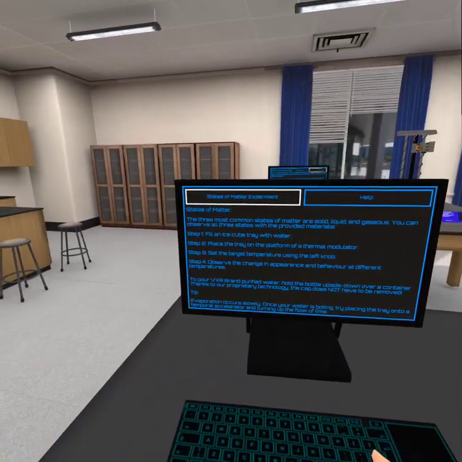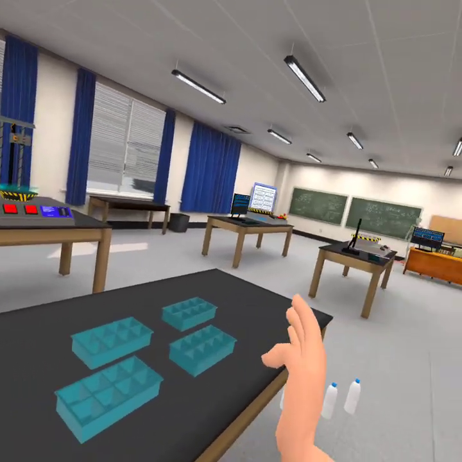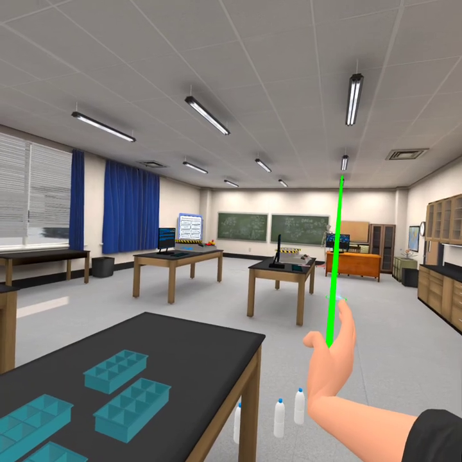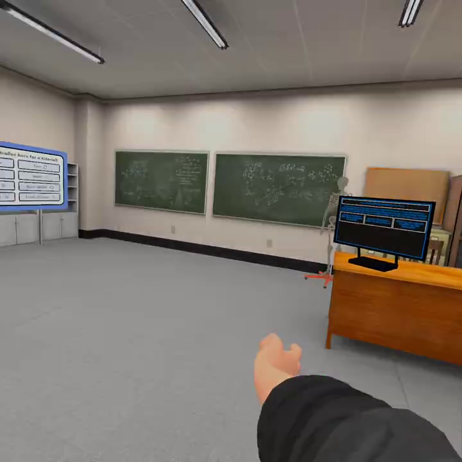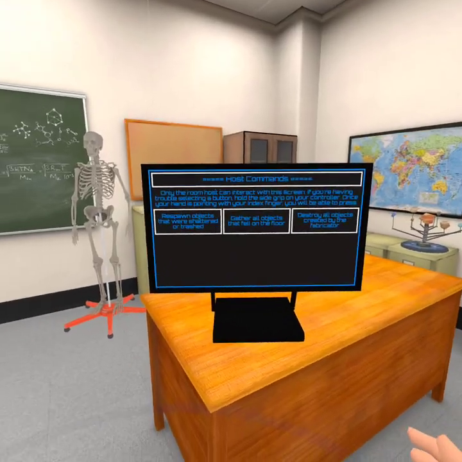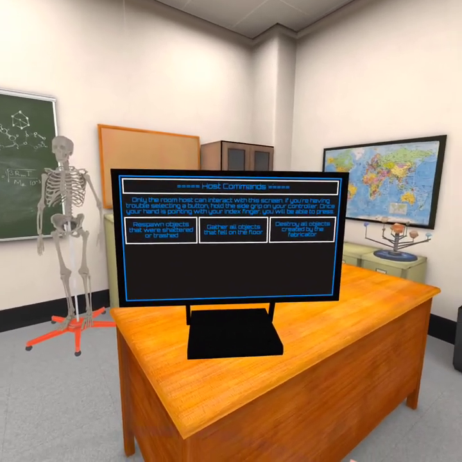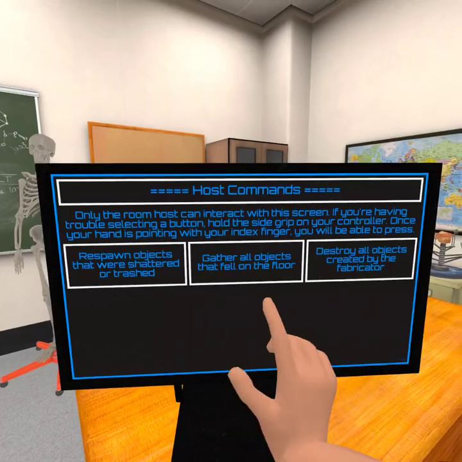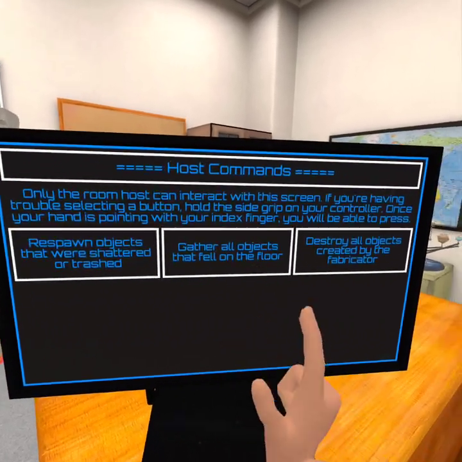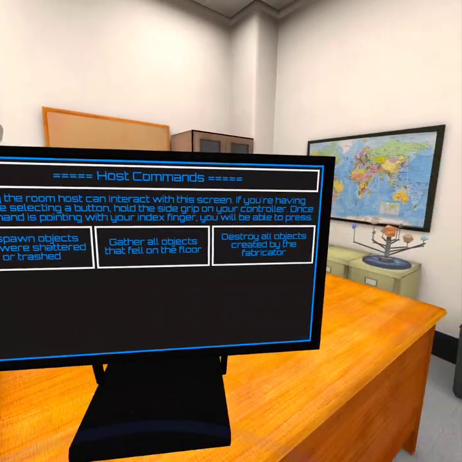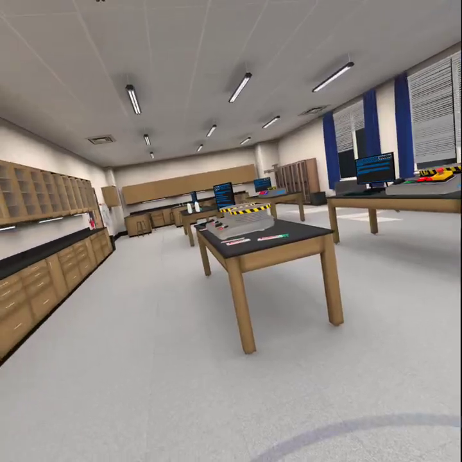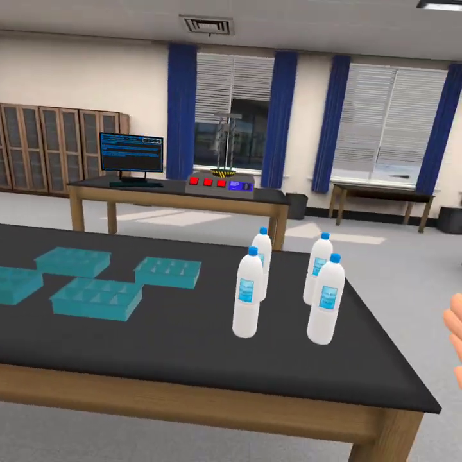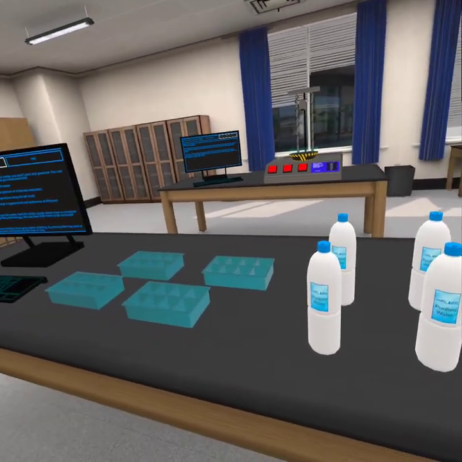Before proceeding with the experiment steps, I will go to my own system and rearrange all the purified bottles for you and gather all the objects that fell on the floor. I will go a bit closer and give the command to gather all objects that fell on the floor. Once I click on it, all the objects that were on the floor are now on the table. I am teleporting myself here. Now I can see all the purified water bottles are on the table.